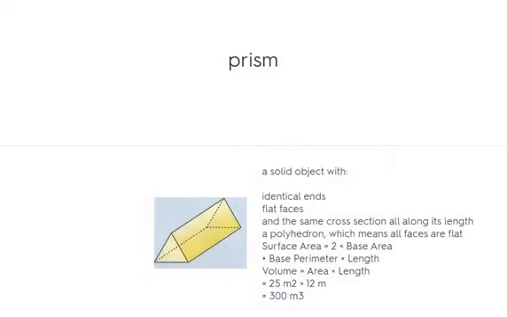Prism, a solid object with identical ends, flat faces, and the same cross-section all along its length. A polyhedron, which means all faces are flat. Surface area equals 2 x base area plus base perimeter x length, volume equals area x length, for example 25 m² x 12 meters equals 300 m³.